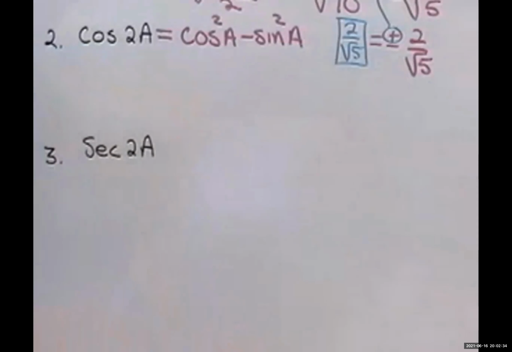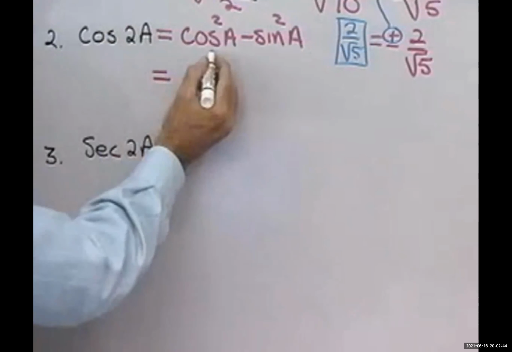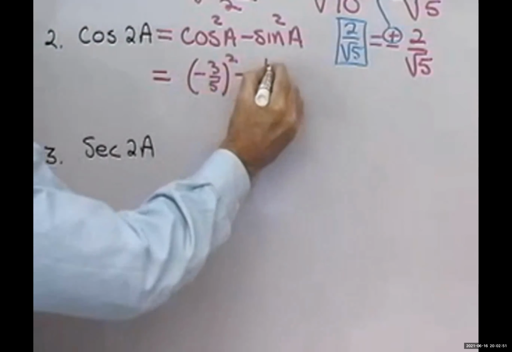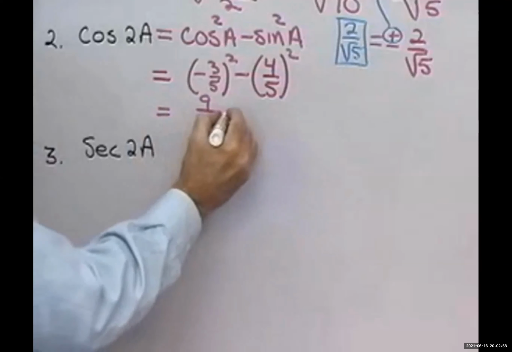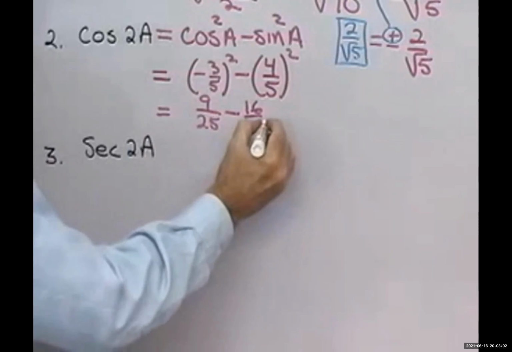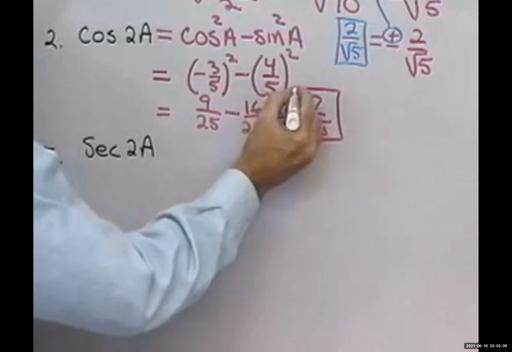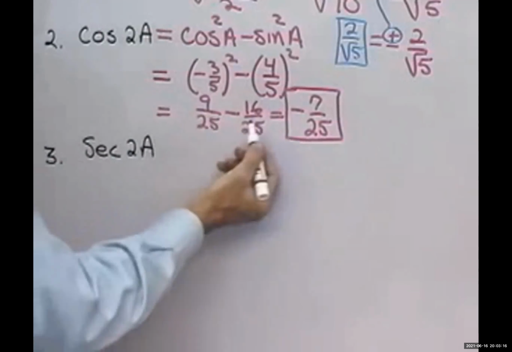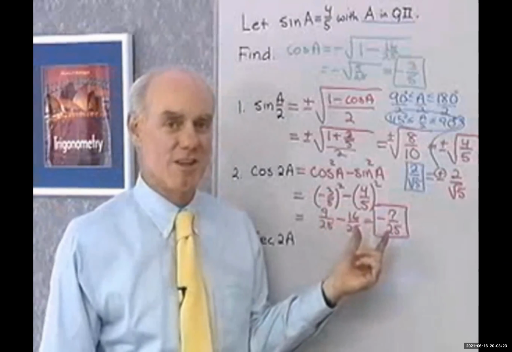Let's try another problem. I have cosine 2A is cosine squared A minus sine squared A. So I'm going to write this as, let's see, cosine squared A. Well, I found that cosine A was negative 3/5 previously, and then sine A was 4/5. So I'm going to end up with 9/25 minus 16/25. So I should end up here with negative 7/25 for the cosine of 2A. So cosine squared A minus sine squared A, substitute in the values I have from problem number 1, get negative 7/25. So that's not too bad. Pretty easy. I think the double angle formulas are a little easier than the half angle formulas.